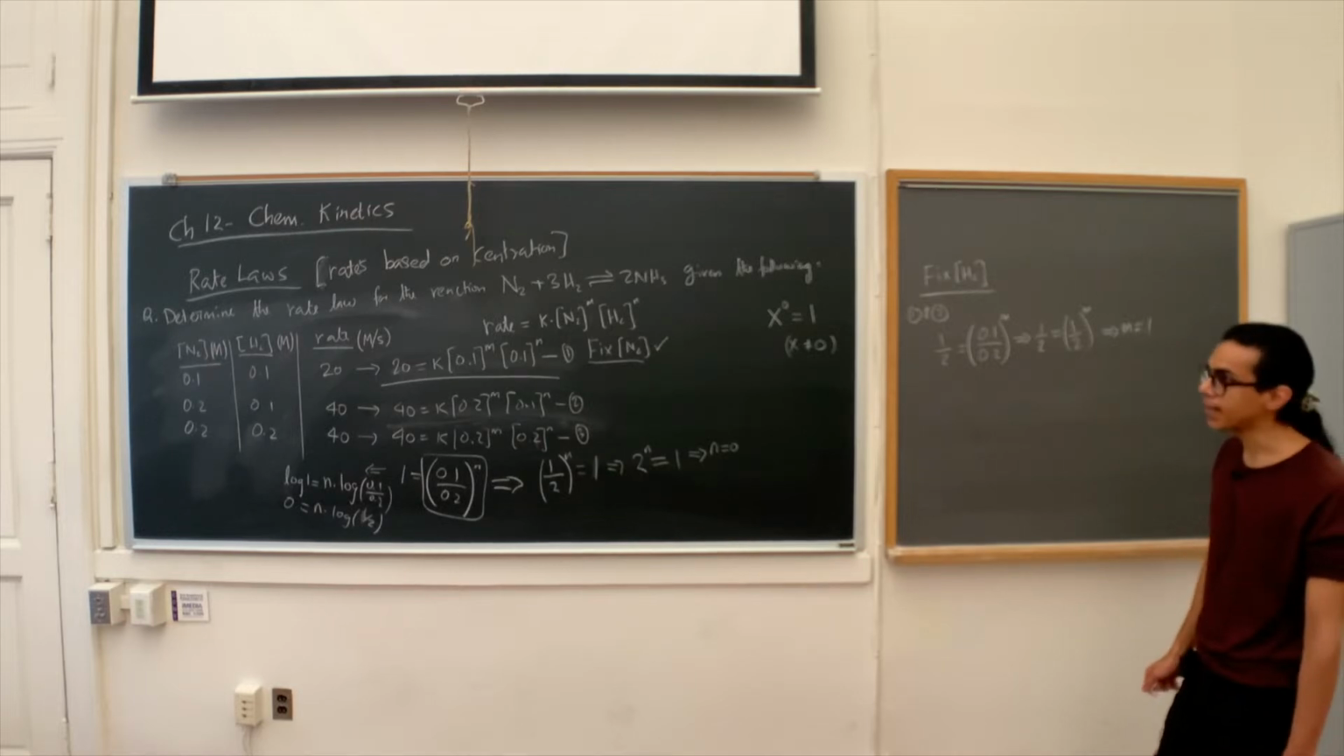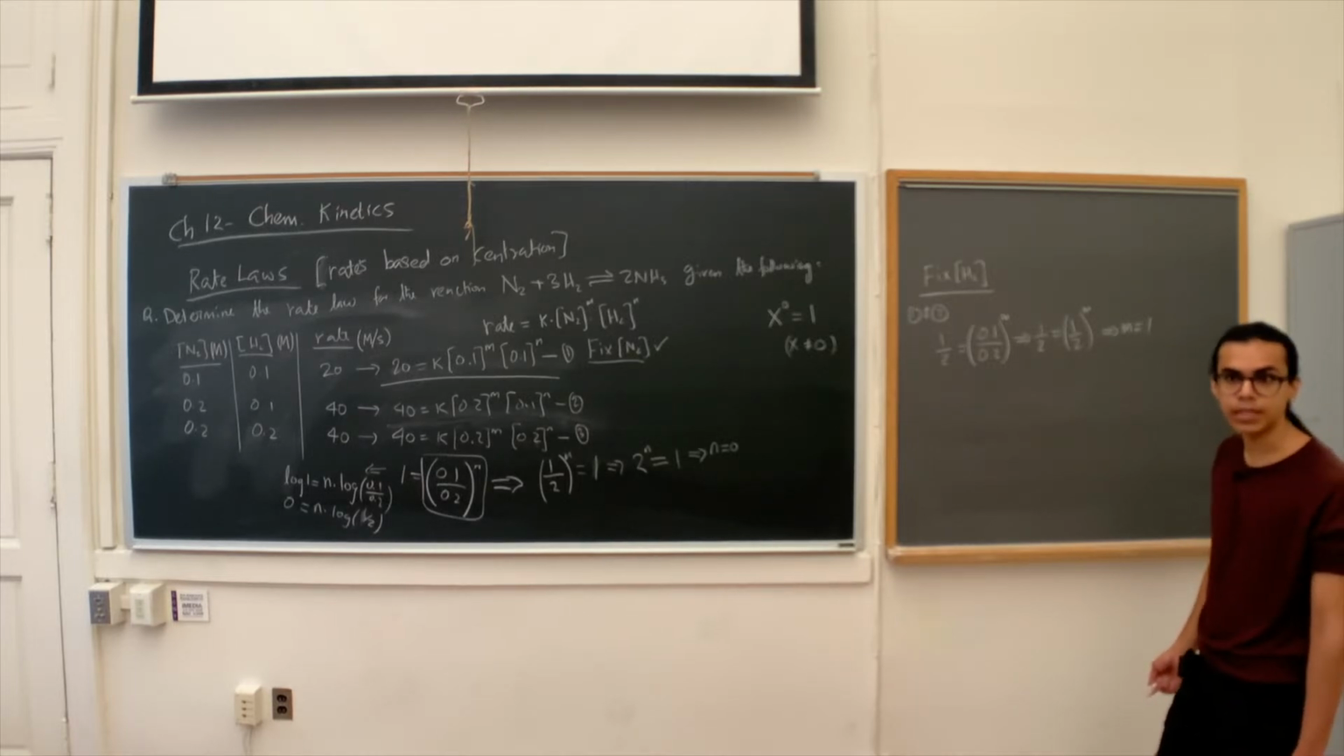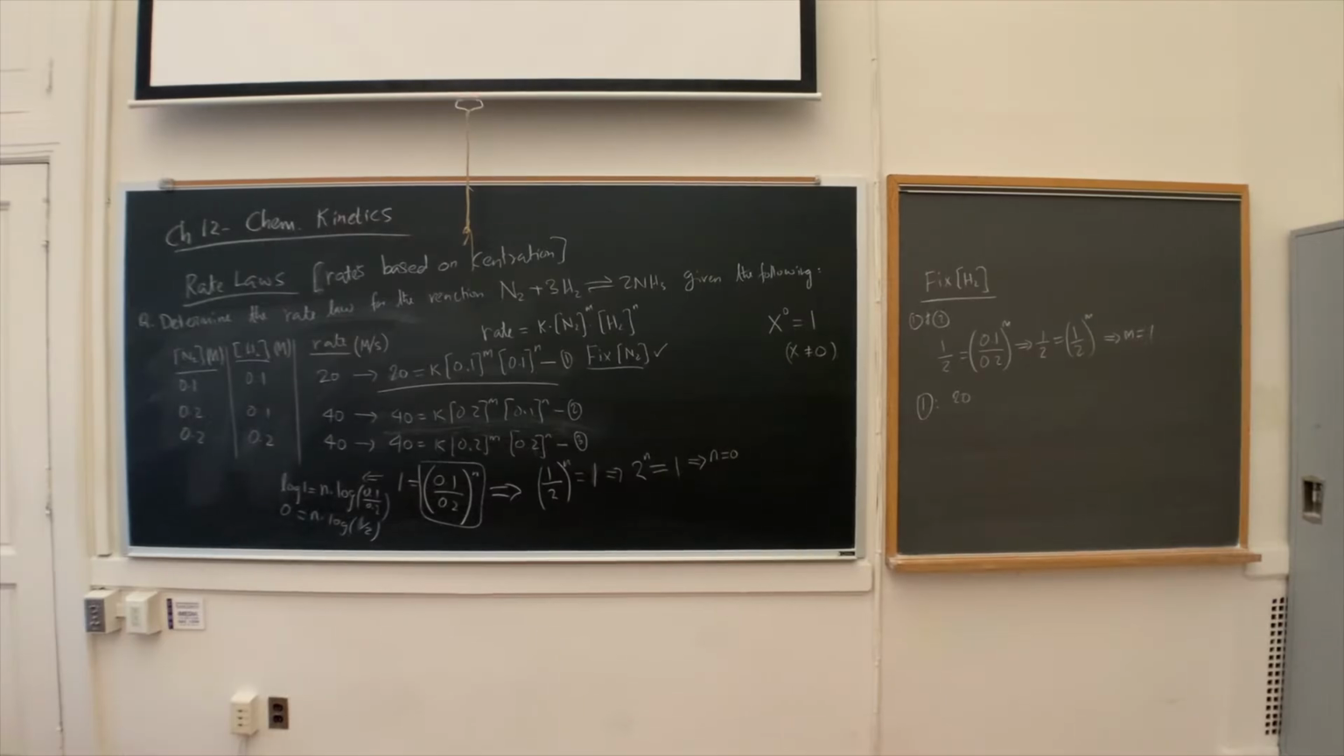To solve for k, anybody has any ideas? How would we solve for k now? Yeah. Just plug in the reactants and the rate for one of the experiments. Yep. Take any equation, plug in your m and n that you found, and the reactant values for that.